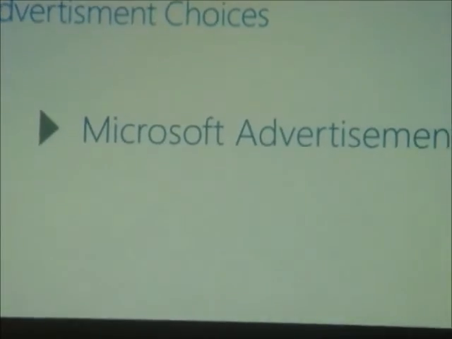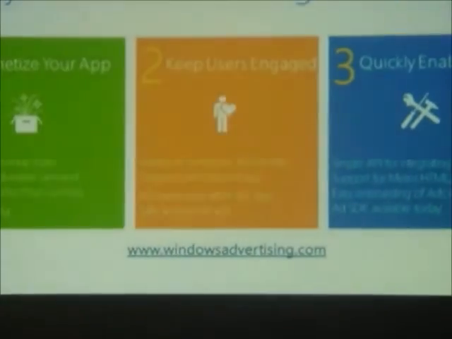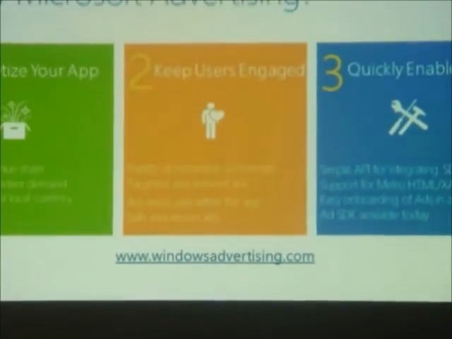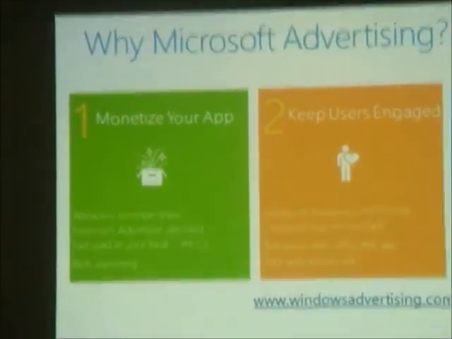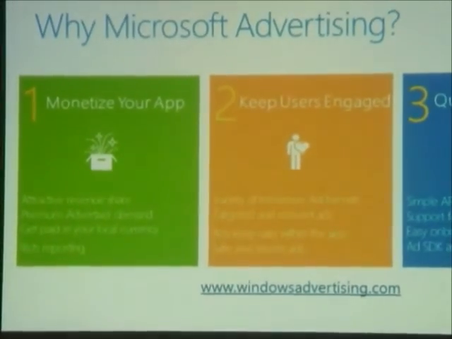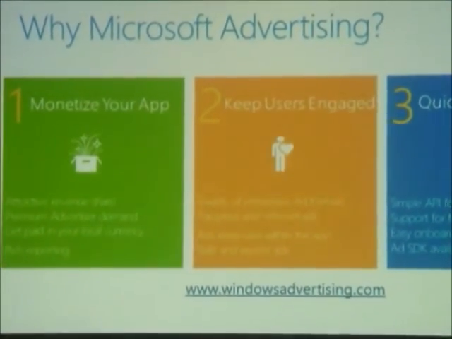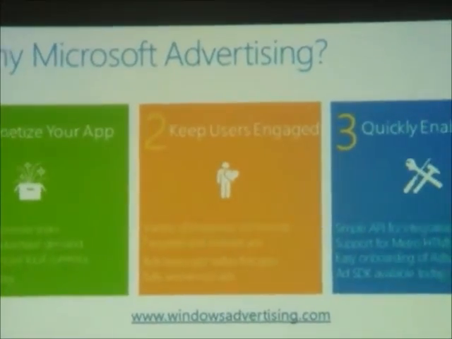So if you look at advertisement choices, there are two options available. One is the Microsoft Advertising SDK, or you can use your own advertisement SDK. With the Microsoft Advertising SDK, you can monetize your own app. This is the URL you can go to, windowsadvertising.com. If you go there, there is a website called Pub Center, by which you can submit your application, set your own price, and track your purchases.